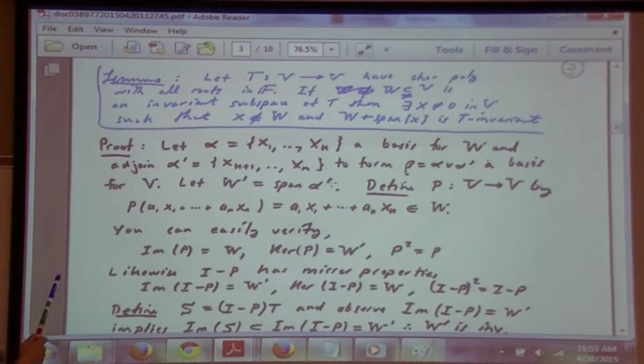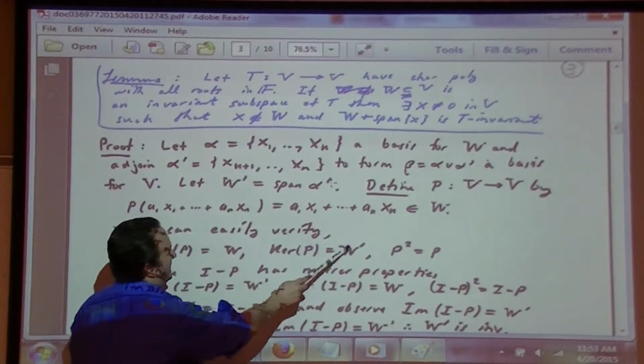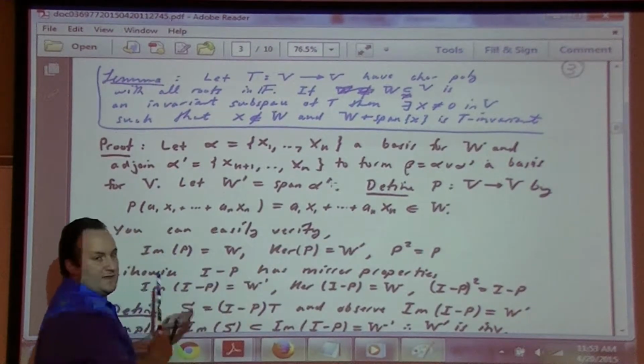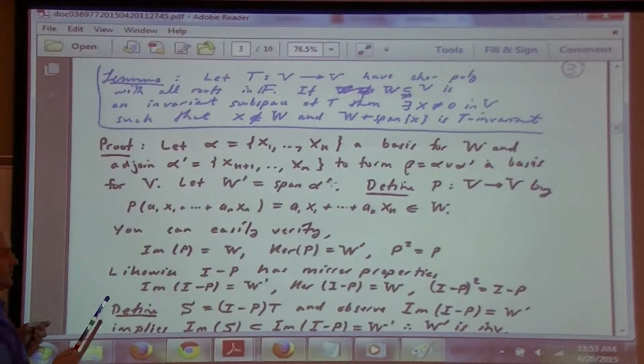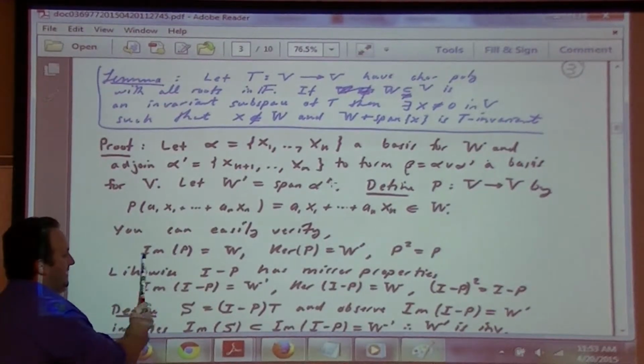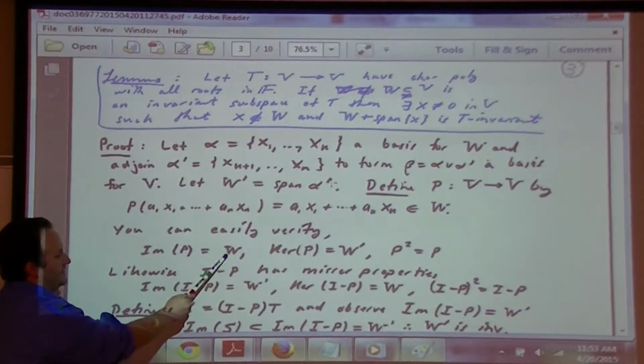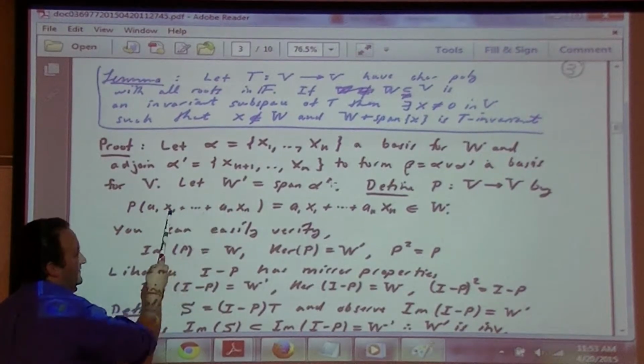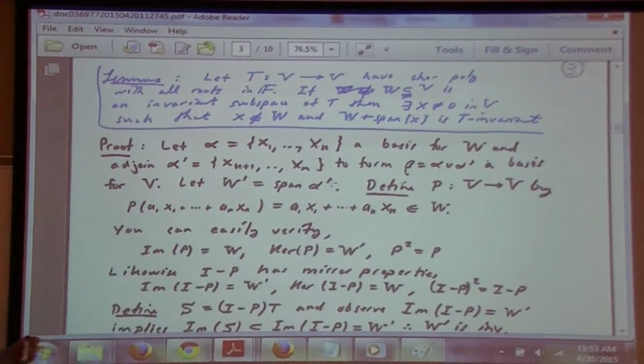And W prime is formed by the span of alpha prime, okay? Everything that's not in W. So the kernel is W prime. The image of P is clearly W because you can take anything in W and get to it. It's immediate from the formula. And you can also calculate that P squared is equal to P. All of these properties were also shared by our orthogonal projection.